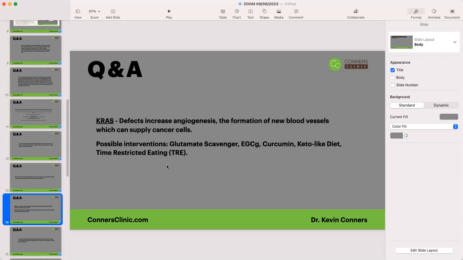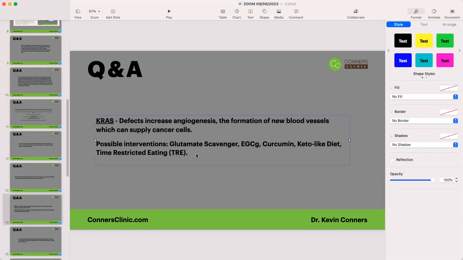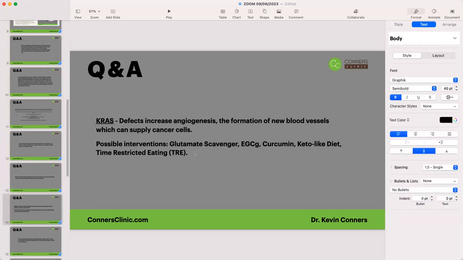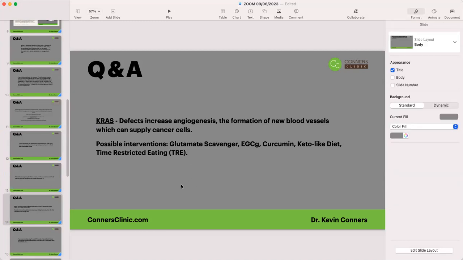Oh, here I did. Last week I copied and pasted it right on here. Now I remember. So possible interventions with KRAS mutations are glutamate scavenger, EGCG, which is green tea extract catechins, curcumin, a keto-like diet, time-restricted eating. And I would also add the possibility of enzyme therapy to that too. Dr. Kelly's enzyme therapy. I might add that to that too.